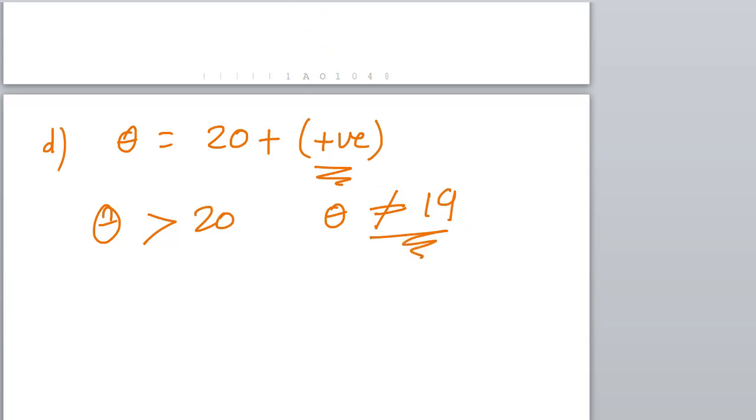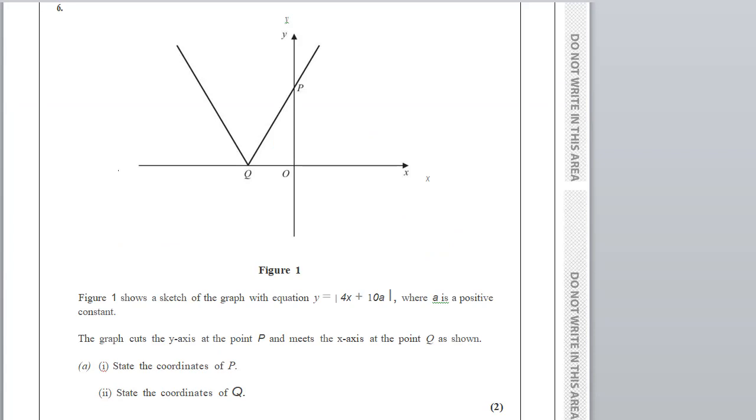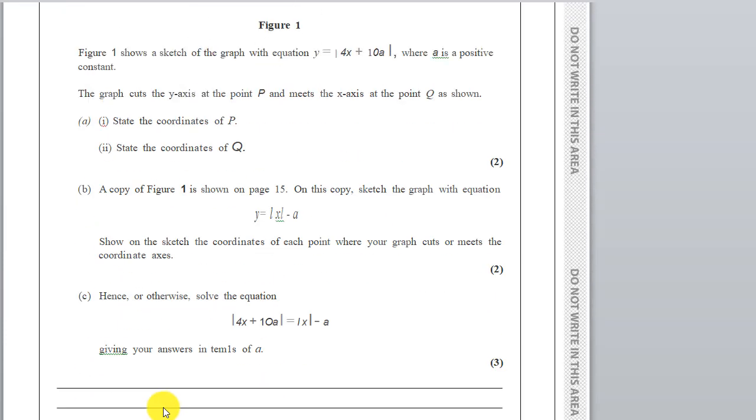Let us go ahead to another one. Figure 1 shows a sketch of the graph with equation y equal to absolute 4x plus 10a, where a is a positive constant. The graph cuts the y-axis at point B and meets the x-axis at point Q, as shown in the figure. So at Q, y equal to 0, at B, x equal to 0. Now, state the coordinates of B and Q.